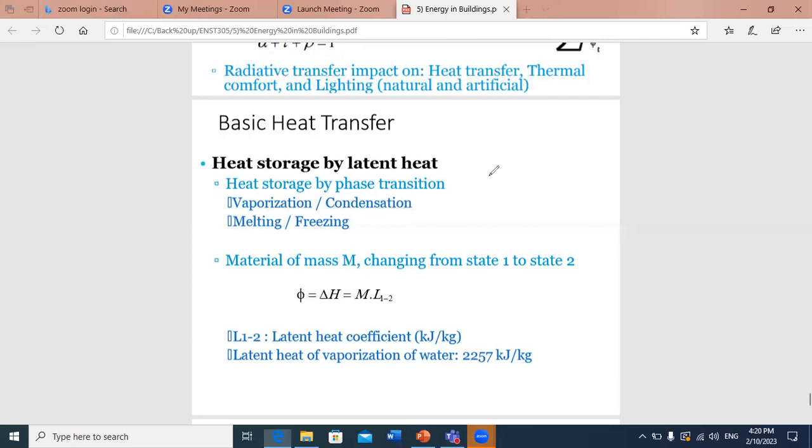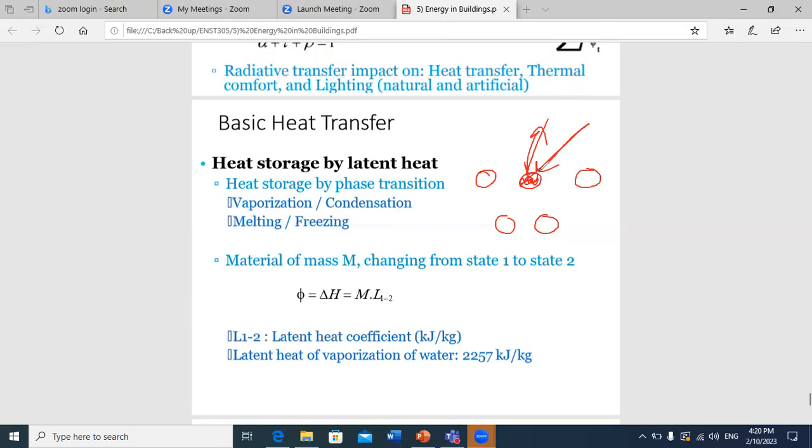Let's say we encapsulate inside some solid barriers a liquid, and when you cool it, it will release heat. And when it releases heat, it will change phase from liquid to solid. And then when you have overheating inside your space, this solid now will absorb heat and will be transformed to liquid.